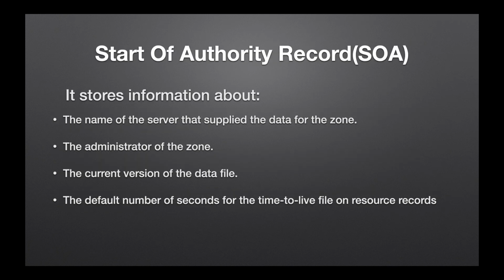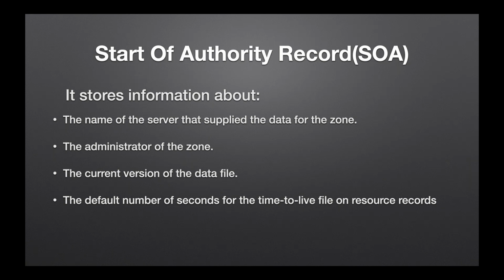Next is the Start of Authority record, SOA. It stores information about the name of the server that supplied the data for the zone, the administrator of the zone, the current version of the data file, and the default number of seconds for the time to live on resource records.